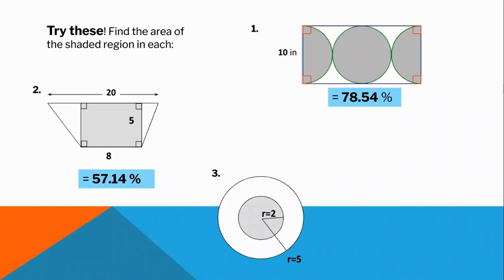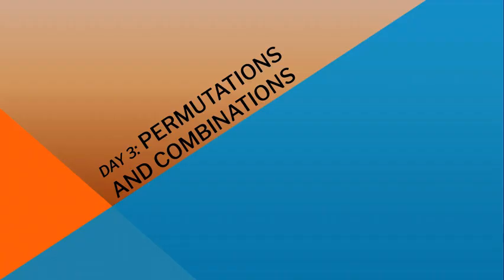And then number 3, we have kind of a target with 2 circles. So let's find the area of the big circle. And then the area of the little circle will go on the numerator. So you should get something like 16%. So now you're going to do your practice for geometric probability.